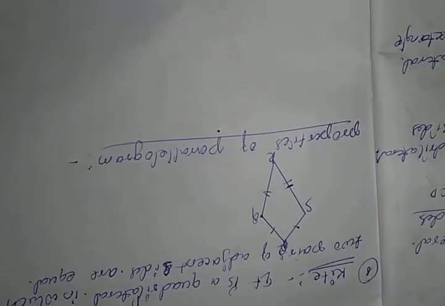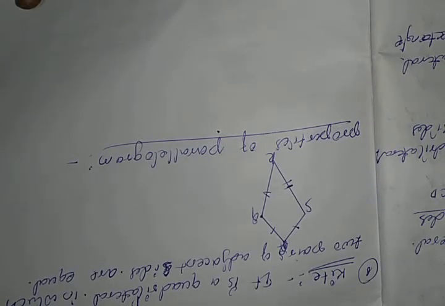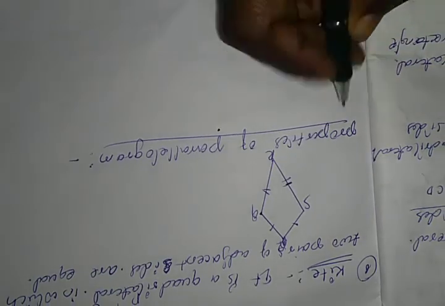Next is, what are the properties of a parallelogram. Let us see the properties of a parallelogram. Dear children, already you know which are the parallelograms: square, rectangle and rhombus. These three are parallelograms. So what are the properties of a parallelogram? Let us see the first one.